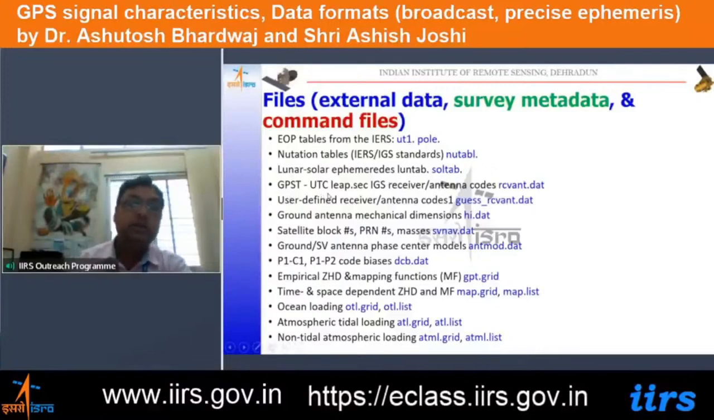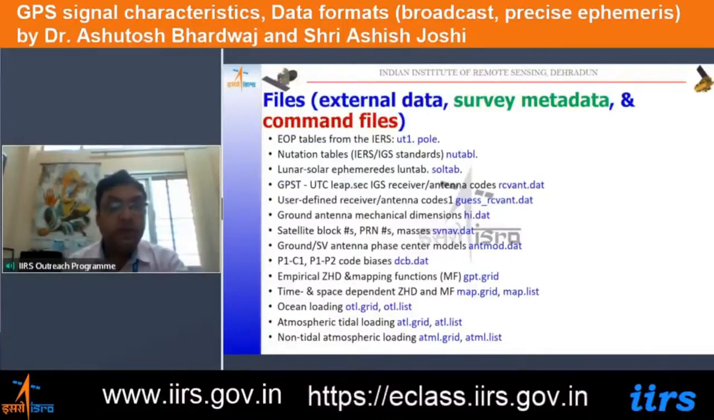Because of the nutation and precession of the Earth, the difference between the GPS clock and the international atomic time, which we are referring to as UTC also, is not static. So that difference also has to be compensated. Similarly for antenna and receiver, the dimensions of the antenna and the mechanical aspects of these receivers and antennas all have to go as an input for the purpose of the processing.